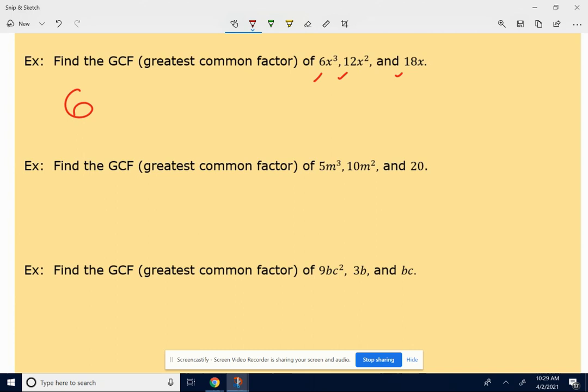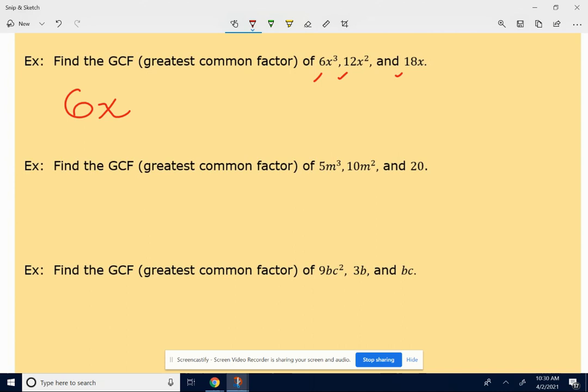The next thing you want to do is look for any common variables. Is there a variable in all three of these terms that's the same? It's got to be the same variable. There is a variable of x in all three. Since there is an x in all three, take the smallest exponent that you're looking at. That would be x to the first. So it's just putting those two things together. The greatest common factor is 6x.